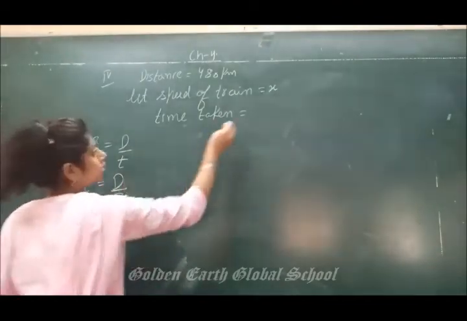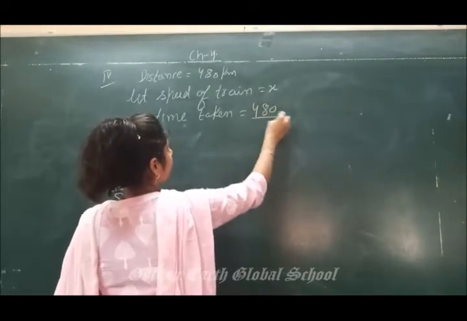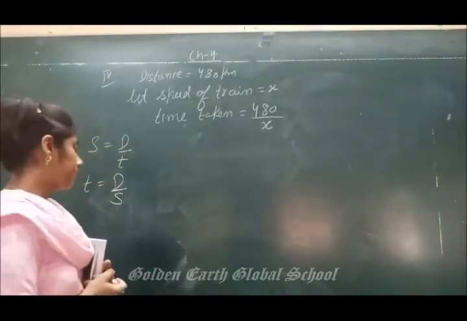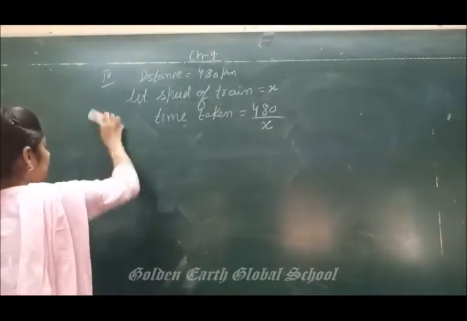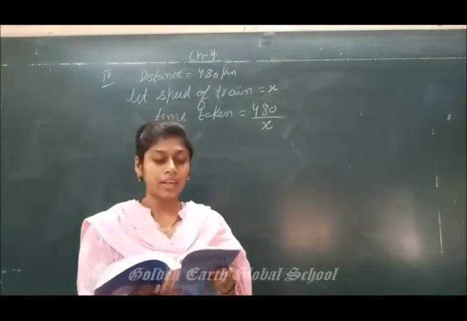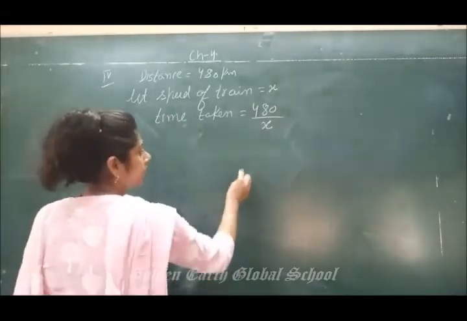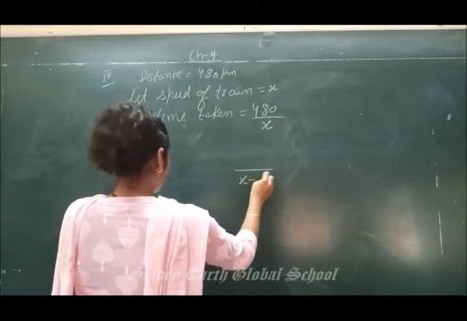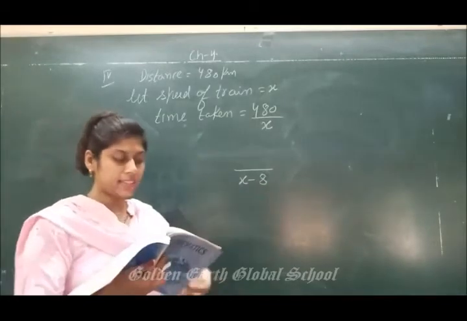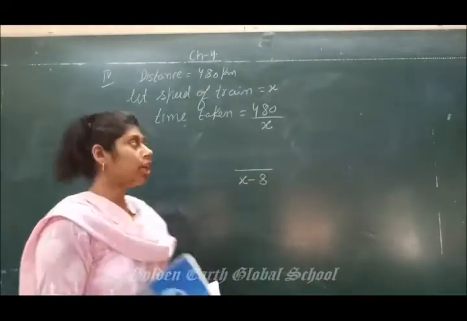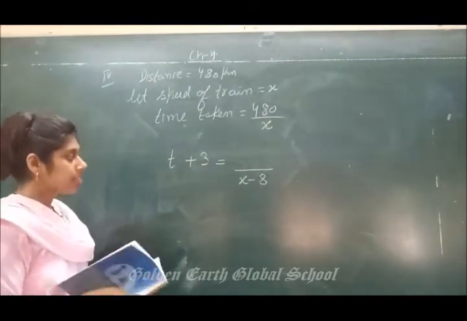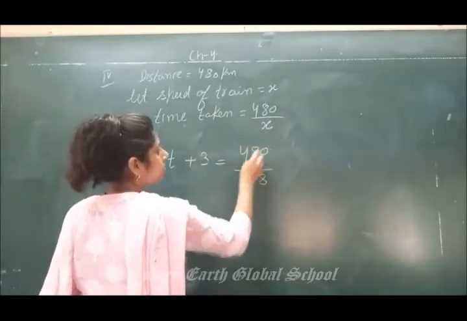So time is equal to distance upon speed. Distance is fixed, this is 480, and speed is x. So the time taken is 480 upon x. Now in the question, the situation is, if the speed had been 8 km less, from the speed we will subtract 8, because 8 km per hour less. Speed is less and time is 3 more. For the same distance, distance will remain the same.